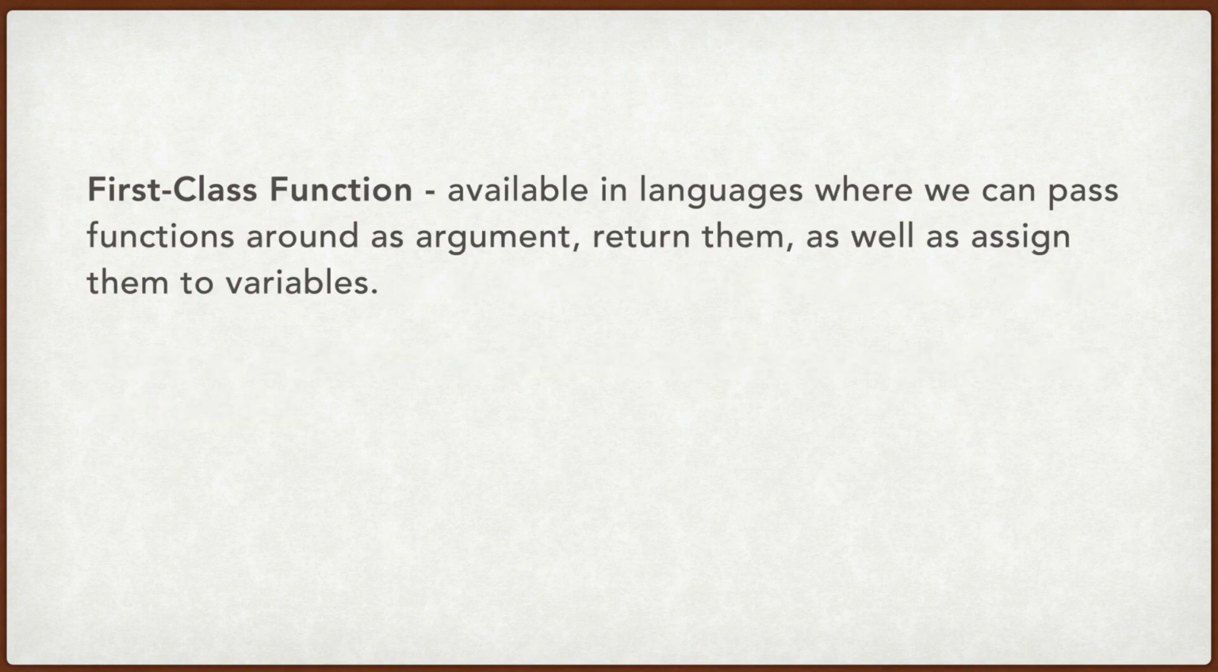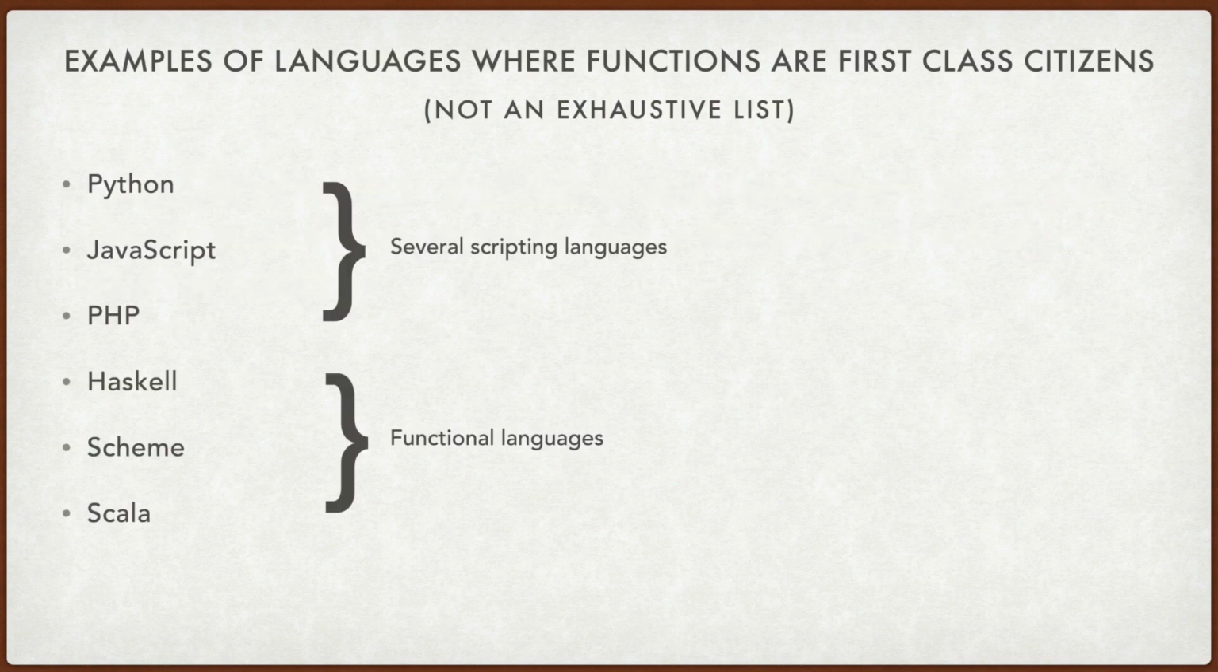And so a first class function is basically where the language supports us having these functions being passed around as arguments, returning them, as well as assigning them to variables. Some examples of languages where functions are first class citizens include Python, JavaScript, and PHP for scripting languages, and functional languages like Haskell, Scheme, and Scala.